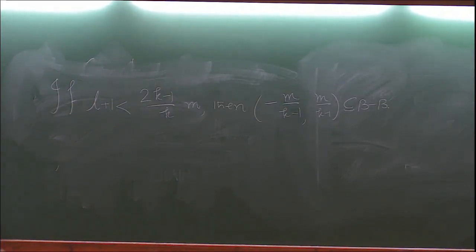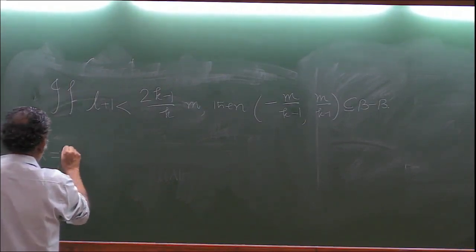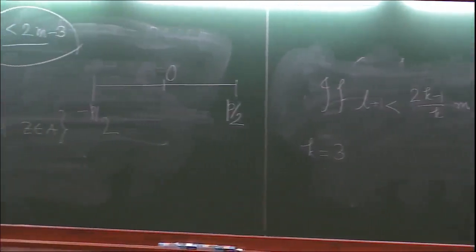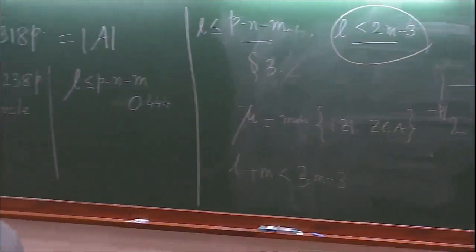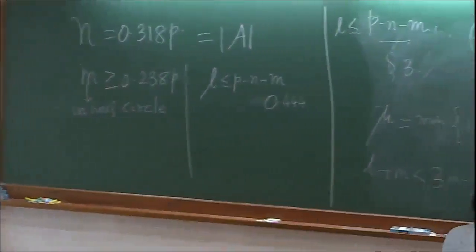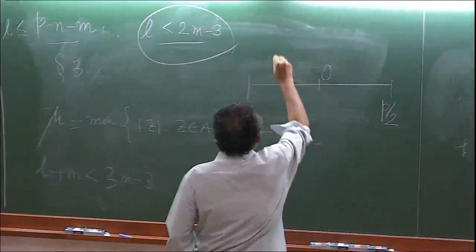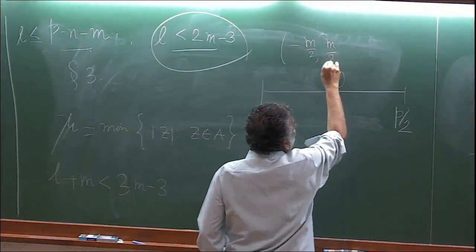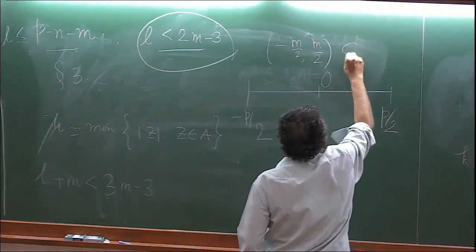And now you put k equal to 3. If you put k equal to 3, I have to verify the condition that L plus 1 is less than or equal to 5 over 2 times m. That condition is automatically satisfied. And consequently, one more result which we have is that minus m over 2 to m over 2 is contained in B minus B.